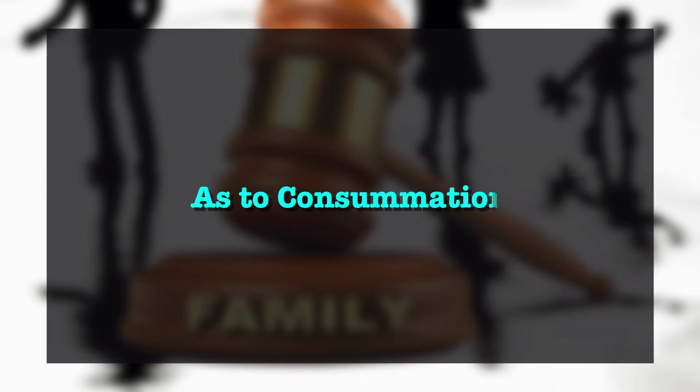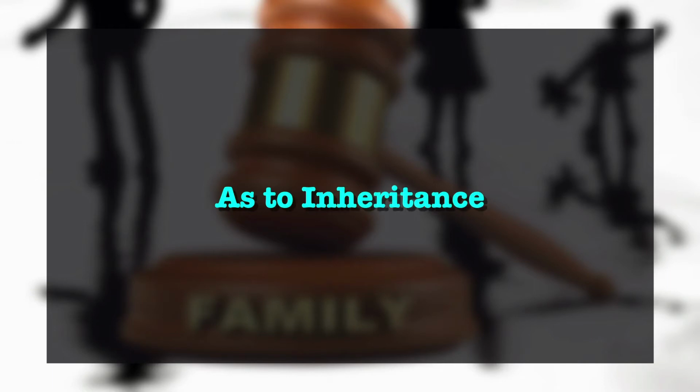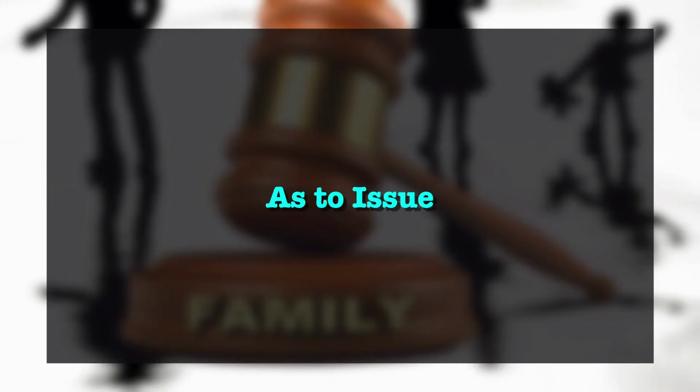2. As to the consummation. If there has been consummation, the wife is entitled to dower, proper or specified, whichever is less, and she must observe iddat for 3 courses. Number 3. As to the inheritance. No rights of inheritance are created between the husband and the wife by an irregular marriage. 4. As to the issue. The issues are treated as legitimate and are entitled to a share of inheritance.